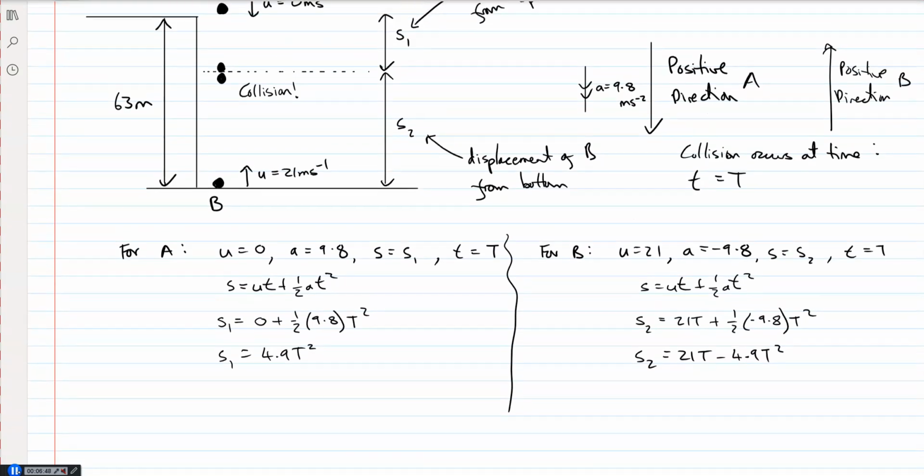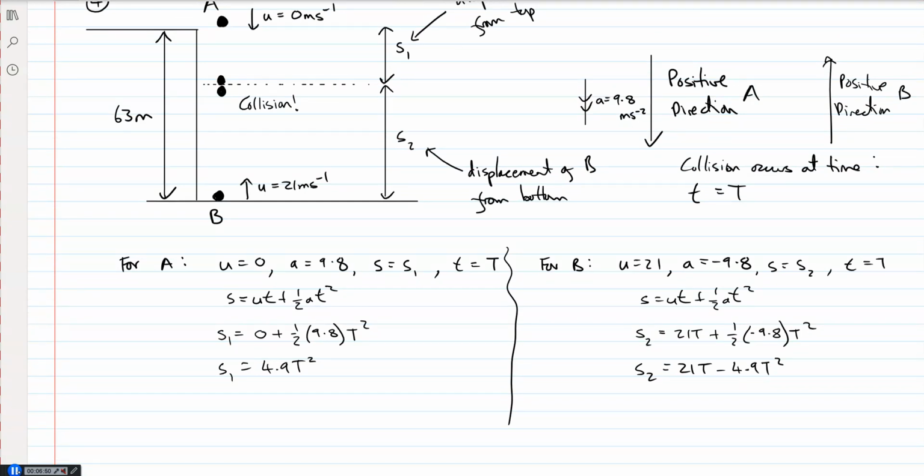Okay, so we've got two equations, both have got T in, but one's got S1 and one's got S2, because that distance that they're colliding, S1 and S2 could be completely different values, because we don't know. If it was halfway that they were colliding, we'd know that the displacement from the top would be the same as the displacement from the bottom, but we don't know that.